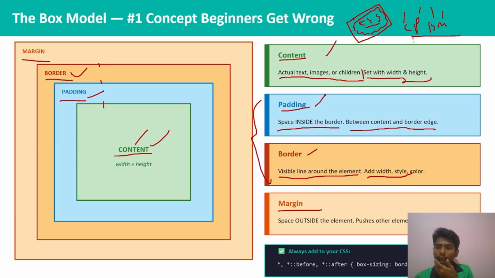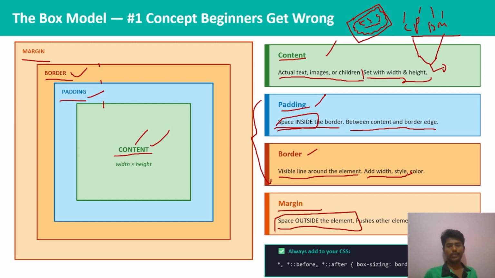See, the padding and the margin look the same, but the first one is space inside, and the second one is space outside. You can see space outside the border. Okay, space inside the border. Here you can see space outside the element. So you can understand simply one thing: the margin is outside.